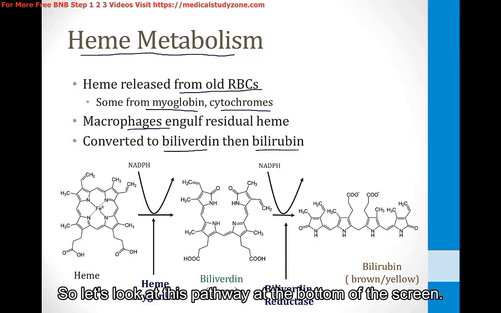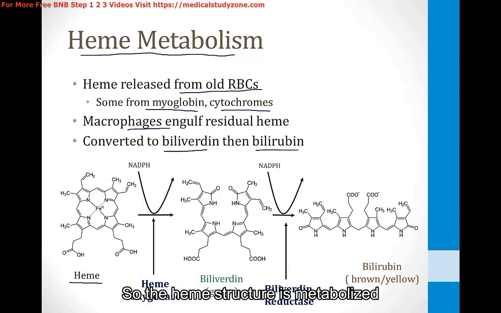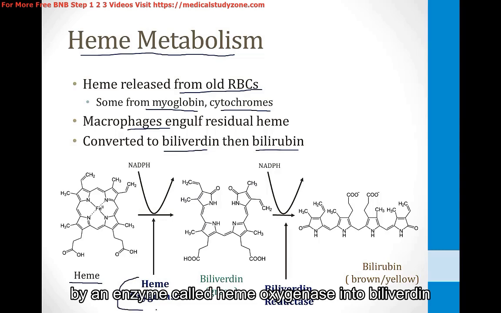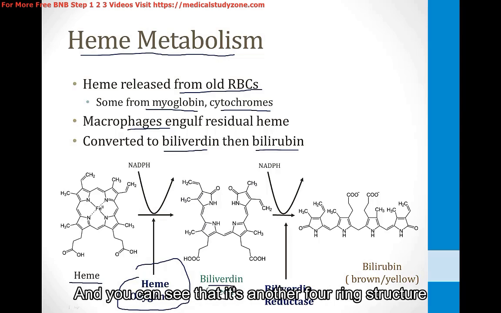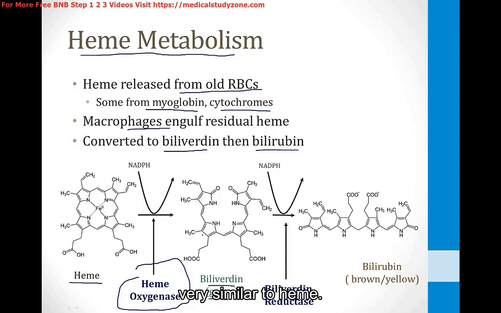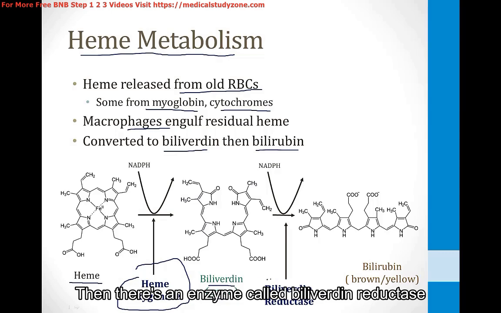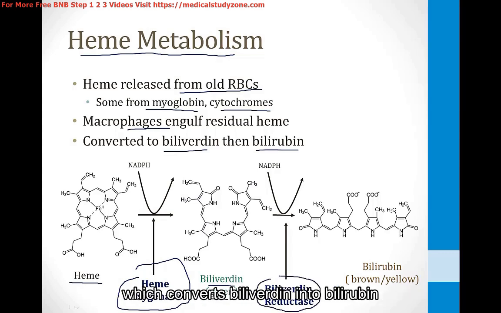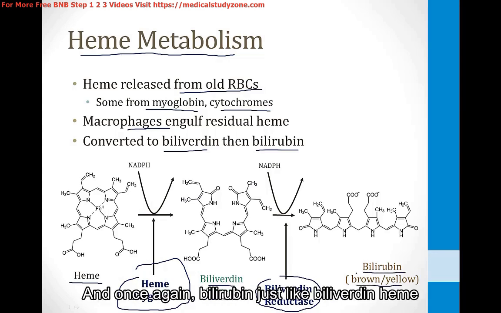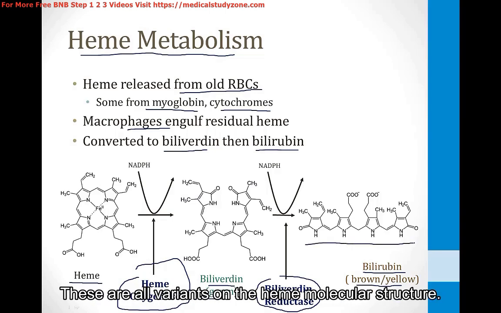So let's look at this pathway at the bottom of the screen. The heme structure is metabolized by an enzyme called heme oxygenase into biliverdin, which has a green color to it. And you can see that it's another 4-ring structure very similar to heme. Then there's an enzyme called biliverdin reductase, which converts biliverdin into bilirubin, which has a brown or yellow color. And once again, bilirubin, just like biliverdin and heme, is another 4-ring structure. These are all variants on the heme molecular structure.